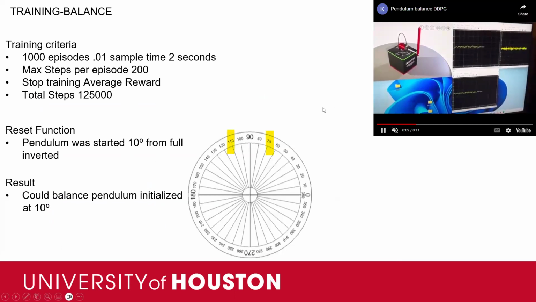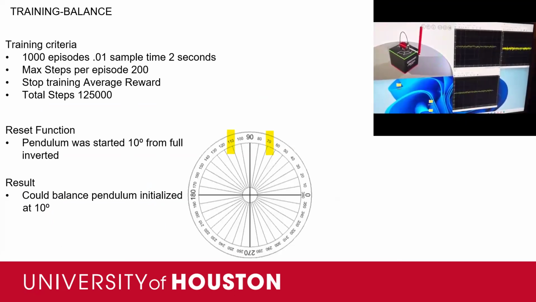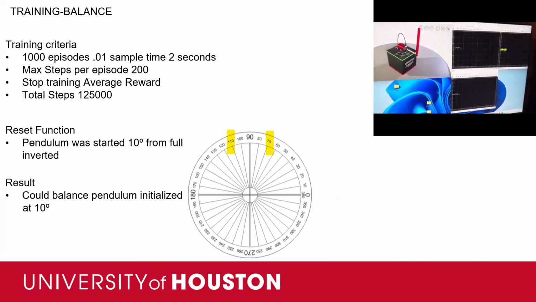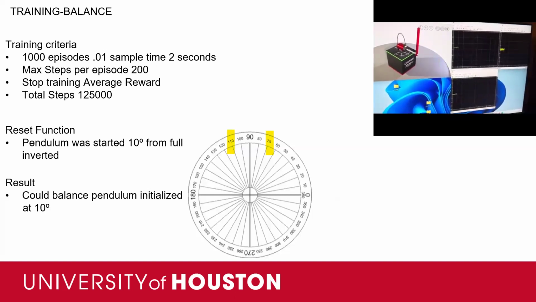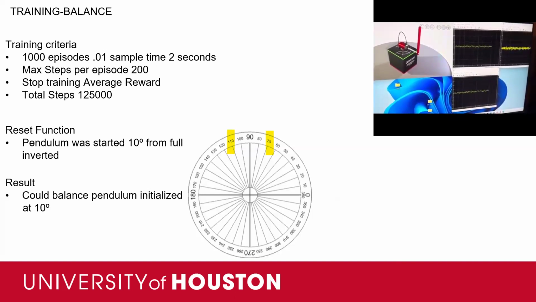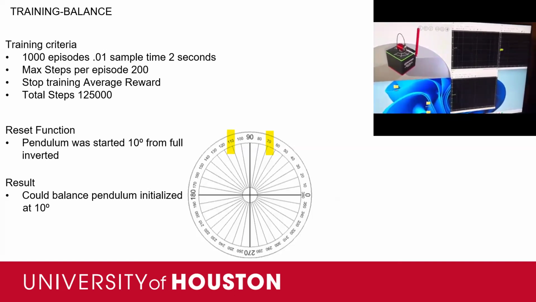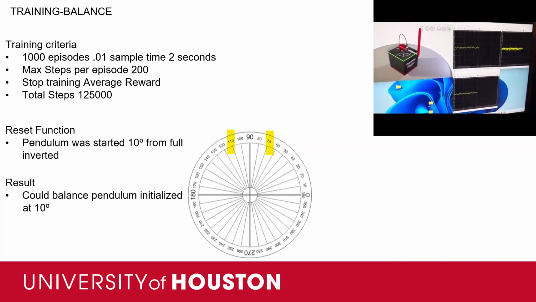The results. We started with the DDPG algorithm, and you can see in the right-hand corner the Cube Servo 3 is balancing that inverted pendulum no problem. We had 100 episodes, 0.01 sample time, and the simulation was run for 2 seconds, which means max steps per episode was 200. Stop training was average reward. We always kept it between -30 and 0. We didn't vary it too much for any of our training sessions.